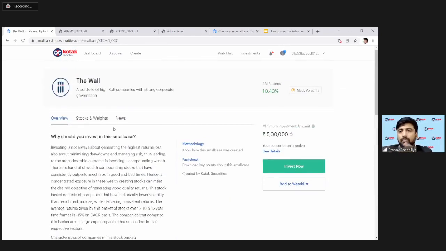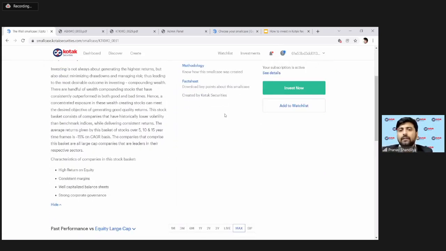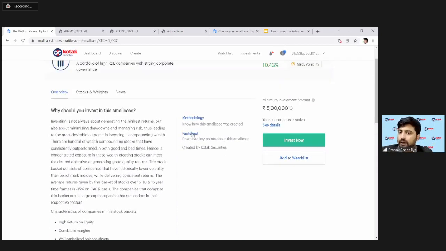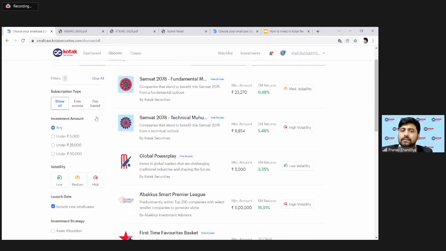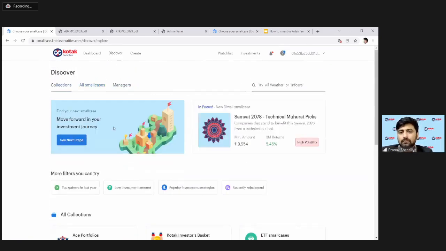So this Kotak basket, which has been named as the wall, basically invests in these kind of stocks. And over here, you can again click on the fact sheet and explore a downloadable PDF in which you will be able to take a look at more details. Or if you want to explore more about this particular basket, you can go ahead and click on the fact sheet button. So the next ACE portfolio that we'll be discussing today is going to be Master Blaster.